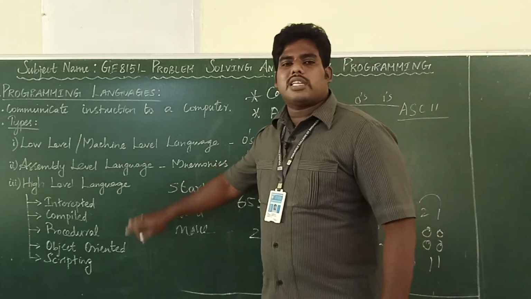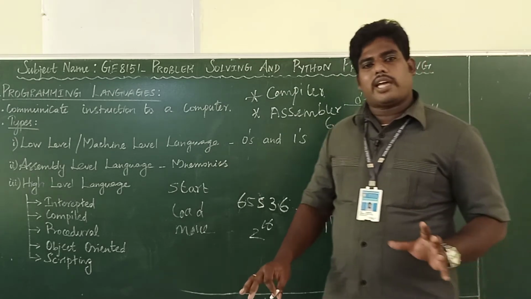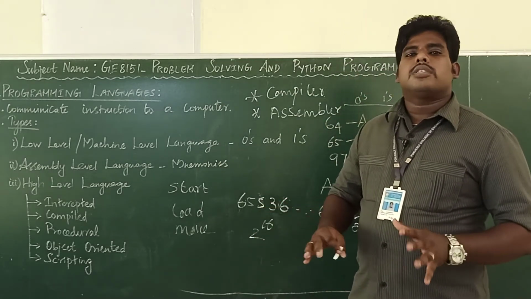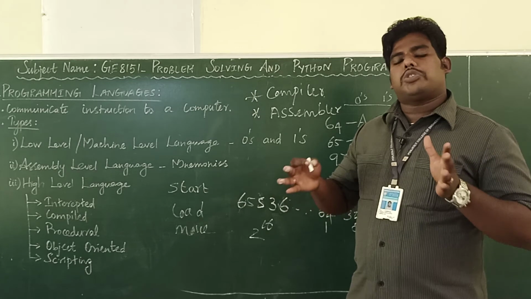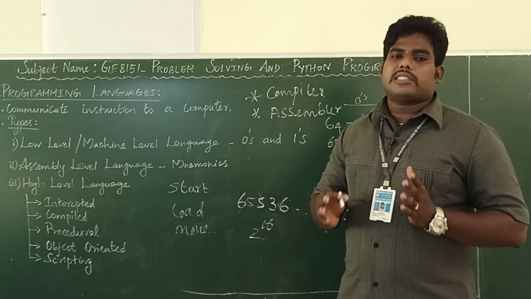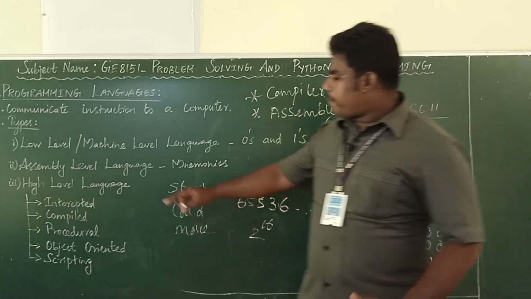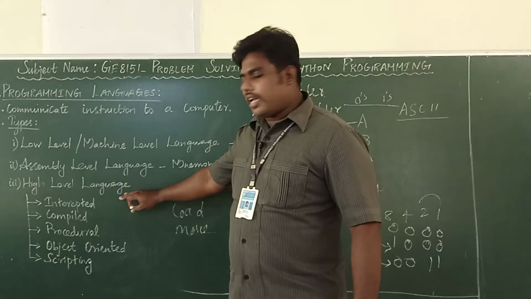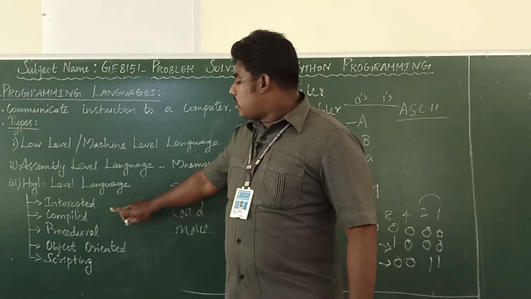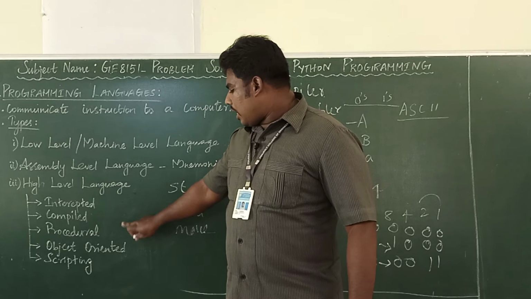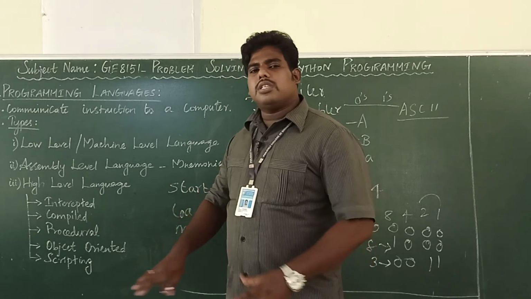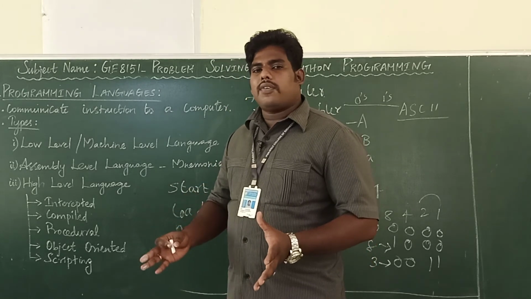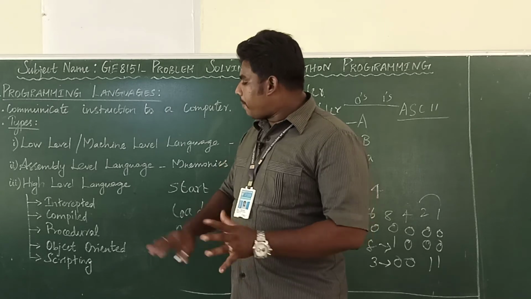The third generation is the high level programming language. That is nothing but the programming language you are writing in English, it should be considered as a high level language. There are many types of high level languages. One is interpreted language, compiler language, procedural, object oriented, scripting. These are the few important high level programming languages. Okay, there are many types.